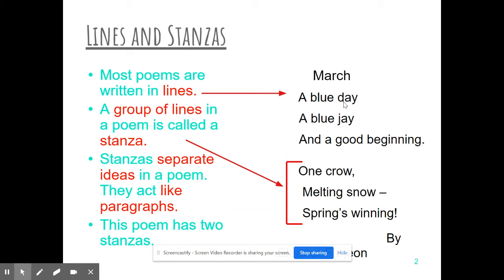Okay, so the first thing is that most poems are written in lines. So, for example, in the poem we're looking at, called March, "a blue day" would be a line, "a blue jay" would be a line, and "a good beginning." Those are all lines of the poem. If you have a group of lines, that's called a stanza. So "one crow, melting snow, spring's winning," or the one that I read previously, "a blue day, a blue jay, and a good beginning." Those are called stanzas. And they separate different ideas, kind of like when you're writing a paragraph. Those act like the same thing. Okay, so in this particular poem, it has two stanzas.